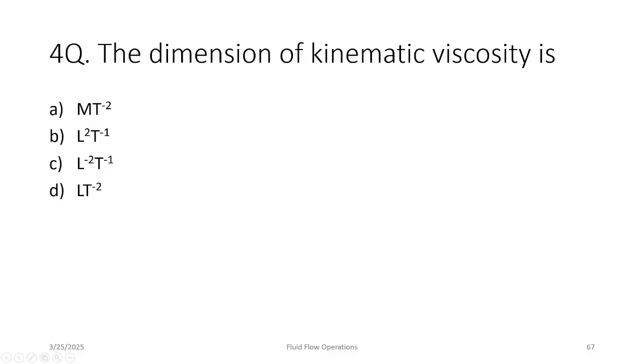Coming to fourth question, the dimensions of kinematic viscosity is, again just write down the formula and you'll be able to get the answer. So it will be L squared T power minus 1, option B.